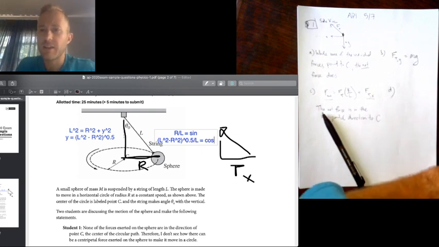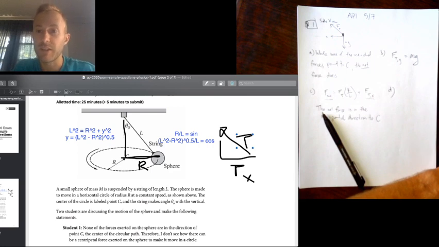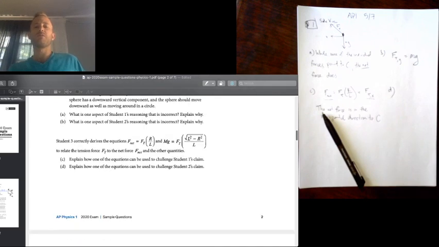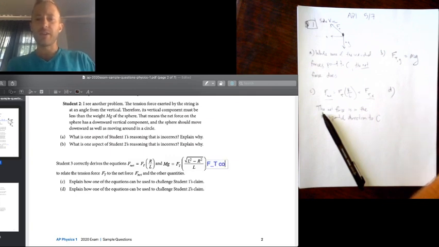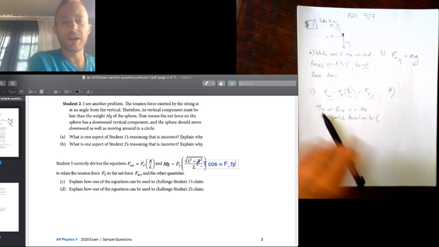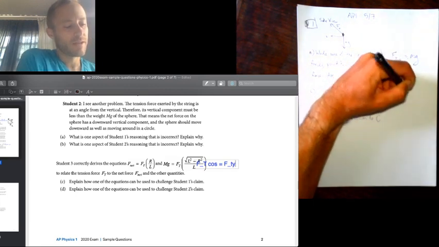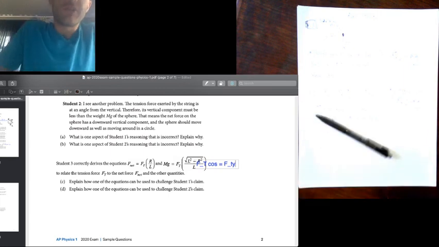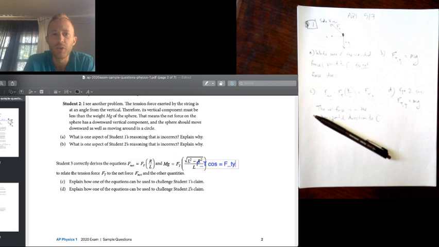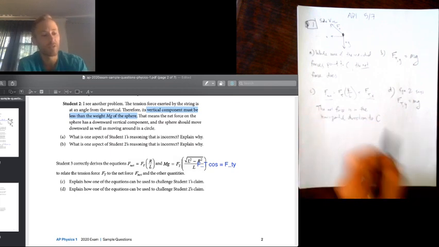So what happens if we take the tension and we multiply it by the cosine of theta? That's going to give us the vertical portion of the tension. So basically what I would say is that this is actually equal to F sub T cosine of theta, which is equal to the x component of the tension. Or sorry, the y component of the tension. So what I would say is the second equation says that the y component of the tension is equal to mg. So that definitely challenges student 2's claim, because student 2 says that the vertical component of the tension is less than the weight. But equation 2 says that the vertical component of the tension is equal to the weight.